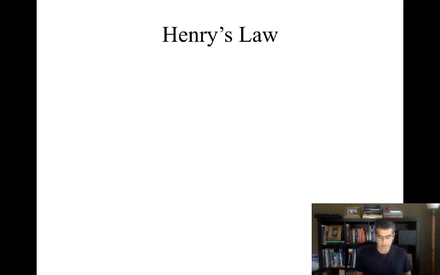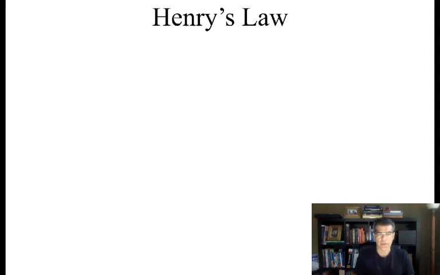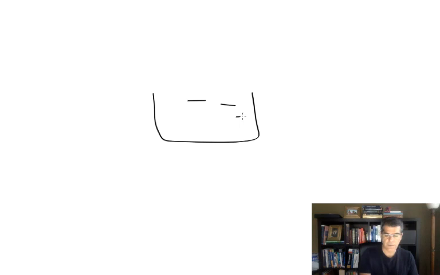Good morning. Let's continue chapter 16 by talking about Henry's law. Henry's law is about dissolving gases inside the fluid. Let's say I have some fluid here, and then I try to push gas like oxygen and dissolve it in this fluid. How much of this oxygen can I dissolve in the fluid?